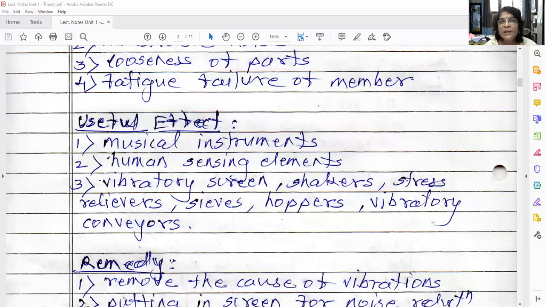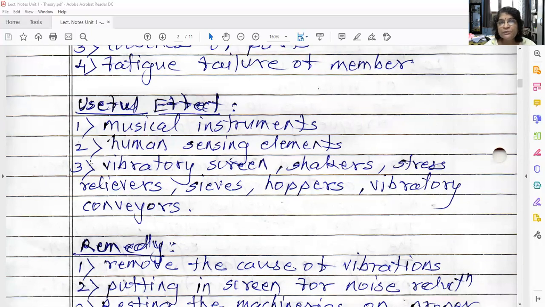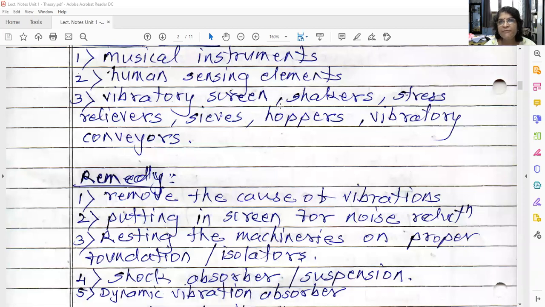Then the third useful effect is in mechanical industries. We see there are vibratory screens, shakers, stress relievers, sieves, hoppers, vibratory conveyors. Especially in a sugar factory we will see all these things. Because these are used for a useful purpose, vibrations are useful for the working of these equipments.